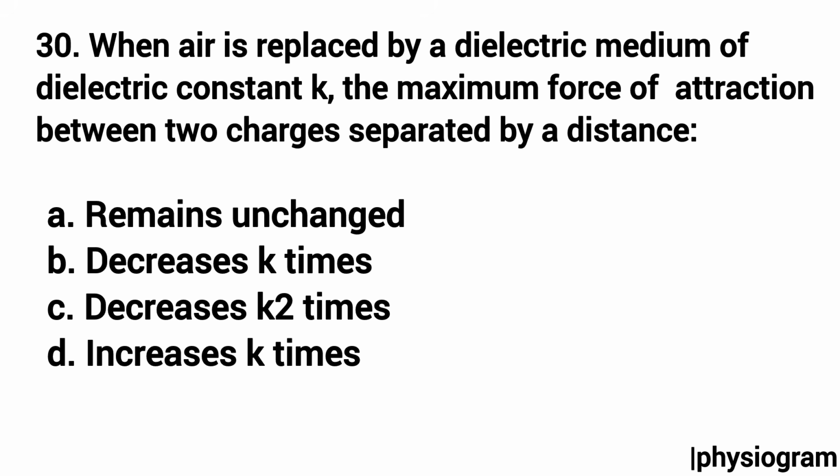So the force between the two charges in a medium with dielectric constant K is given by F equals 1 by 4 pi epsilon naught K into Q1 Q2 by r square. Since dielectric constant K is greater than 1, the force decreases by a factor of K compared to the force in the air or the vacuum. So the correct answer will be option number B, that is decreases K times.